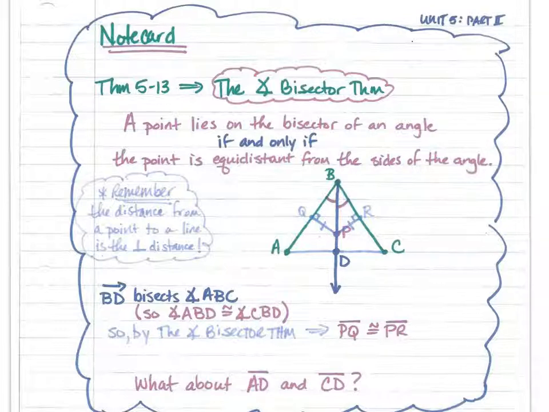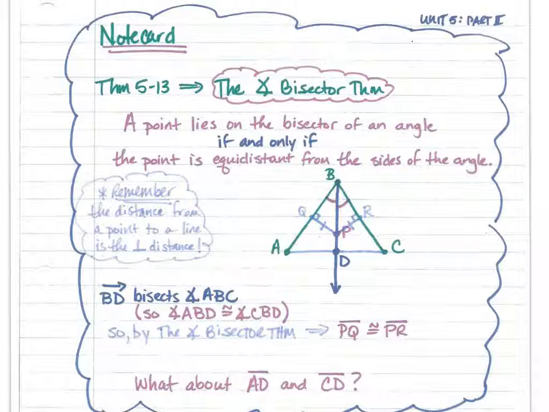And it tells us that a point lies on the bisector of an angle if and only if the point's equidistant from the sides of the angle. And I think you can probably read it in your notes. It doesn't show up on the board, but when we're talking about distance from a point to a line, we're talking about the perpendicular distance from the point to the line.